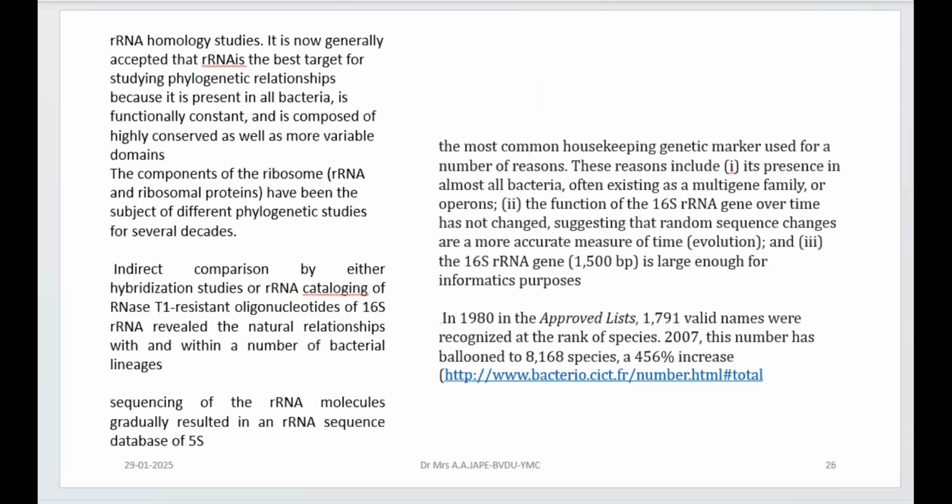Now come back to the point, that is rRNA homology studies. It is accepted that rRNA is the best target for studying phylogenetic relationships. Why is it like that? Because it is said to have the most conserved regions, and also more divergent regions, in this particular sequence. So you have the most conserved, and you have the most variable regions or variable domains found in it.